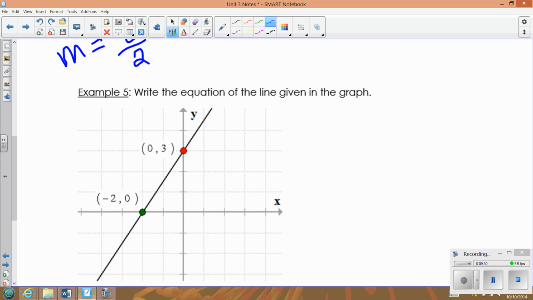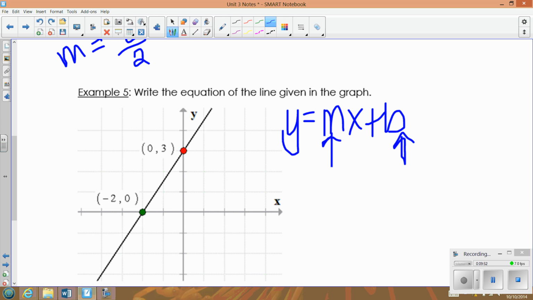And then one last example here, same kind of idea. Notice they give us actual points. So I want to show you how to do this using the slope formula. So again, you want to write the equation. So y equals mx plus b. So we need to replace the slope and the y-intercept. The y-intercept is sticking out right here. I see it as (0, 3). And I'm going to find the slope.